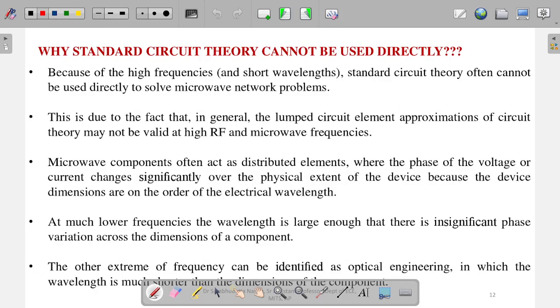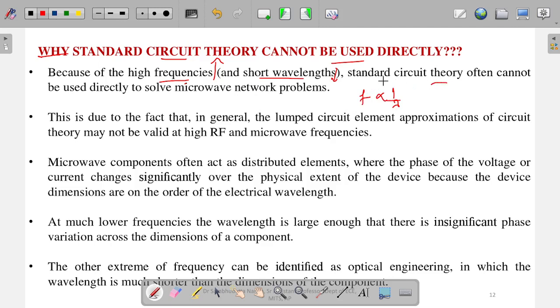Next, we'll see some other applications. But before that, I want to discuss something. Why can standard circuit theory not be used directly? What is the problem there, and why do we need to study microwave engineering as a specific subject? What is the need of that? Basically, it is because of the high frequencies and short wavelengths. What does that mean? When the frequency is increased, the wavelength decreases. They are inversely proportional to each other. Frequency and wavelength are inversely proportional.